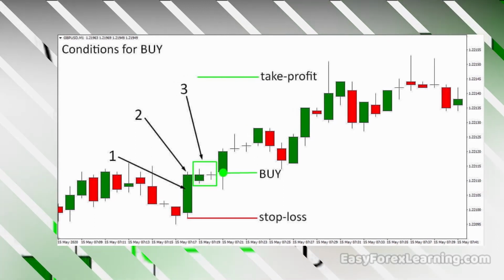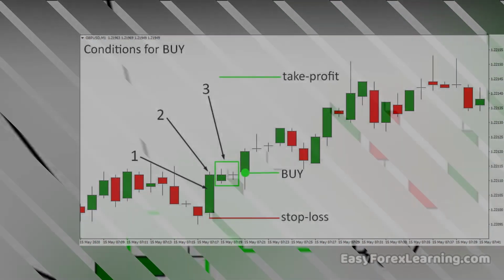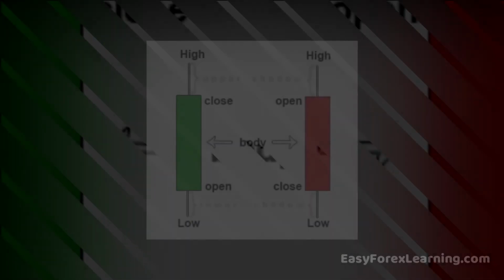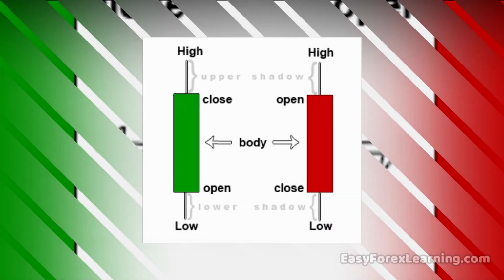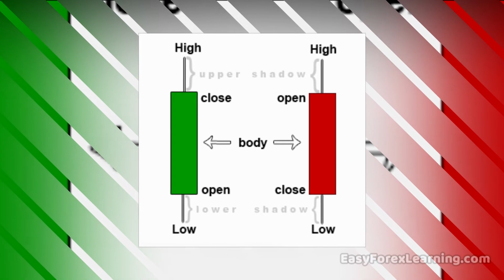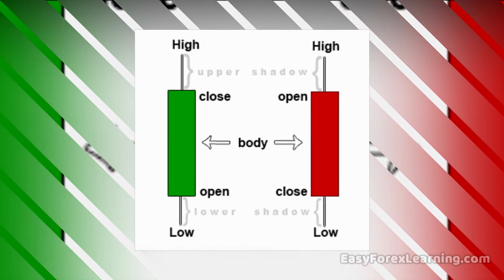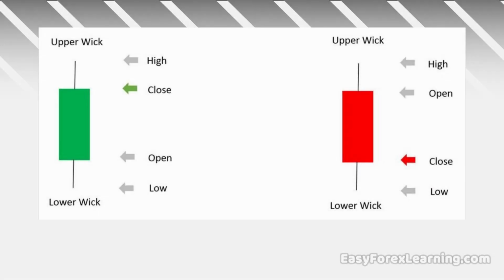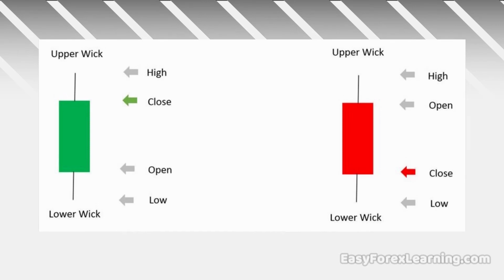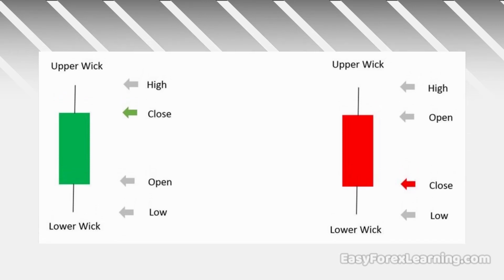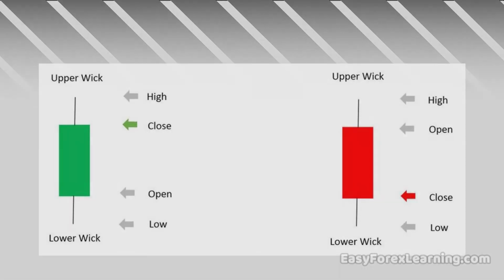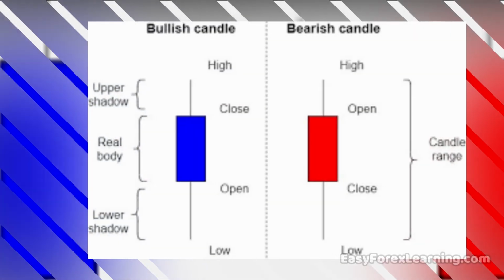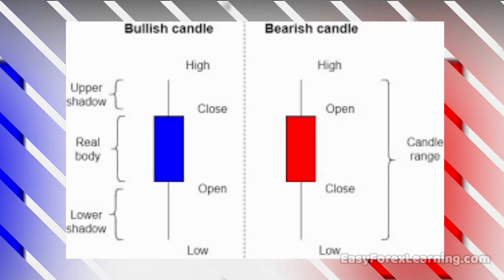If the close is above the open, then a hollow candlestick, usually displayed as white, is drawn. If the close is below the open, then a filled candlestick, usually displayed as black, is drawn. The hollow or filled section of the candlestick is called the real body or body.